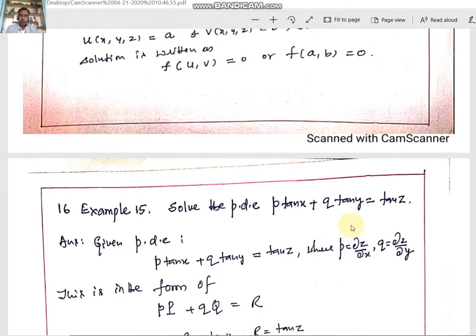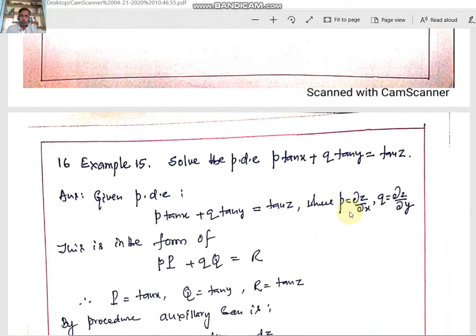Okay, so let us observe one example here. Solve the PDE p tan x plus q tan y is equal to tan z. By observation you can easily find that this is a Lagrange's linear equation because it is p into capital P plus q into capital Q is equal to R. So this is Lagrange's linear partial differential equation.